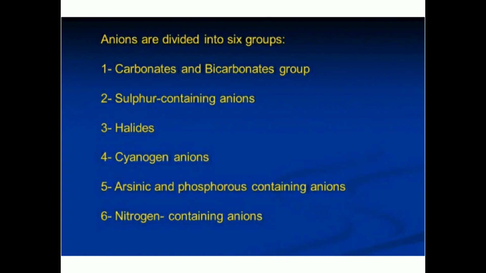Anions are divided into 6 groups. First, carbonates and bicarbonate group. Second, sulfur containing anion. Third, halides. Fourth, cyanogen anion. Fifth, arsenic and phosphorus containing anion. Sixth, nitrogen containing anion.